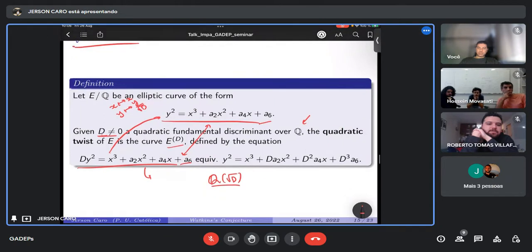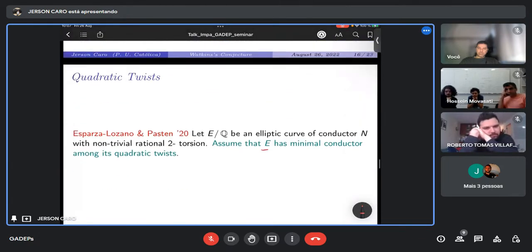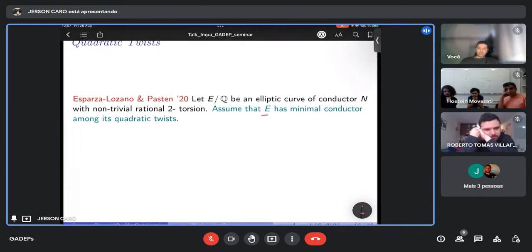I will say something here, that assume that the conductor of this elliptic curve is N. So the conductor of the quadratic twist is more or less d squared times N. You have to put some conditions in that D and N are relatively prime and something like that, but it's more or less this conductor. So what we do here is to take the elliptic curve with minimal conductor among all its quadratic twists.